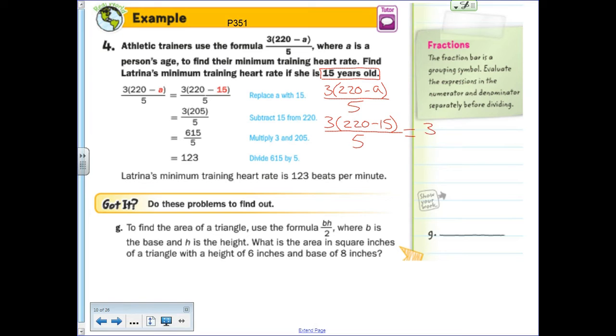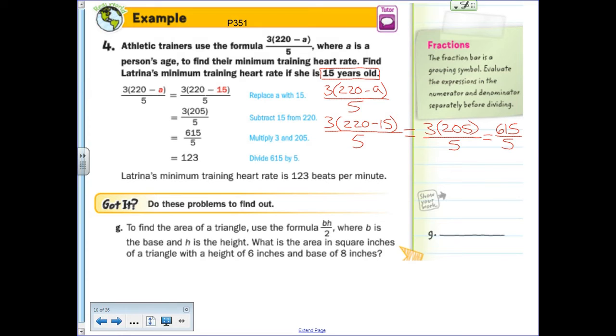That would be 3 times 205 divided by 5. And then we will multiply. Actually, we could also reduce if we wanted to. It's totally up to you which you do. I'm going to go ahead and multiply because I think that's easier for me to do in my head. I get 615 when I multiply 3 times 205 divided by 5.